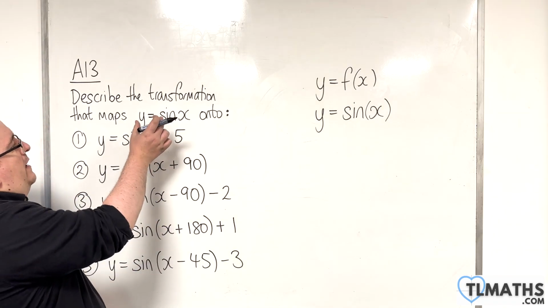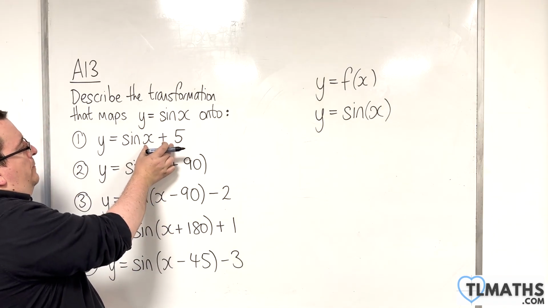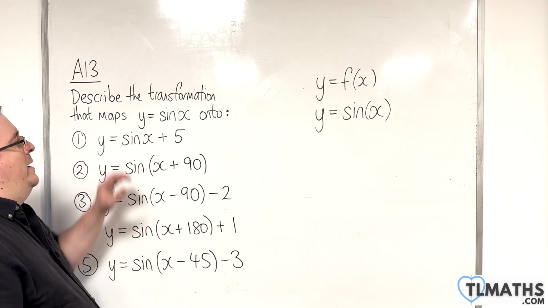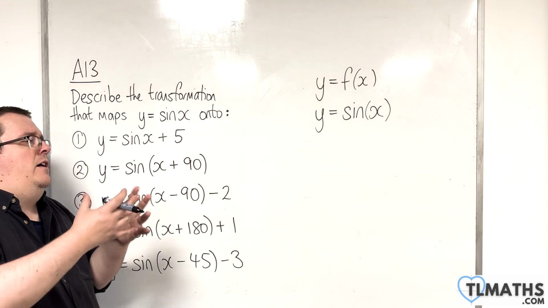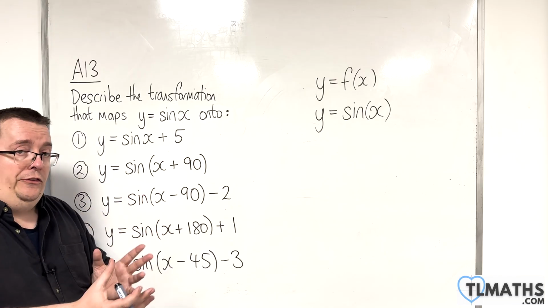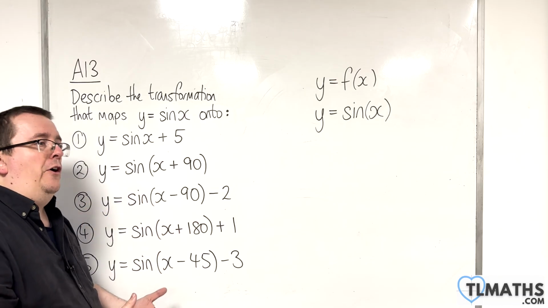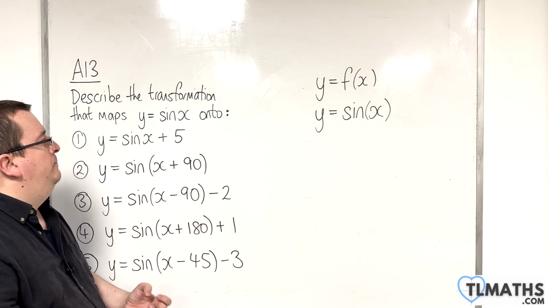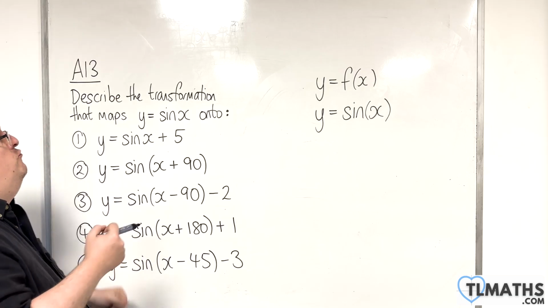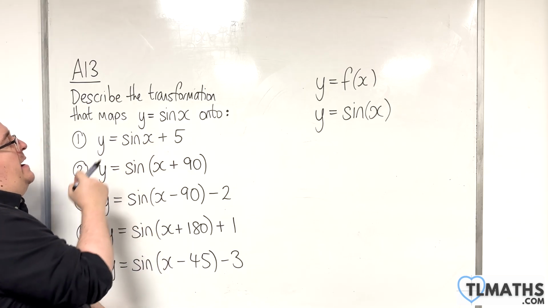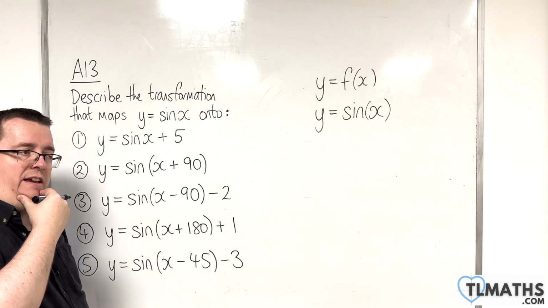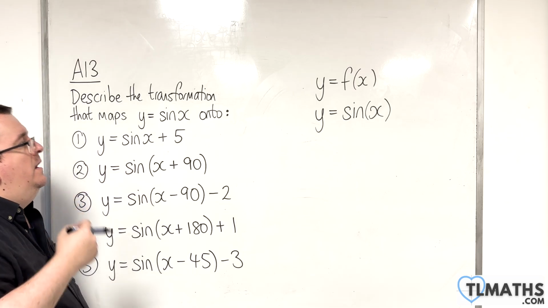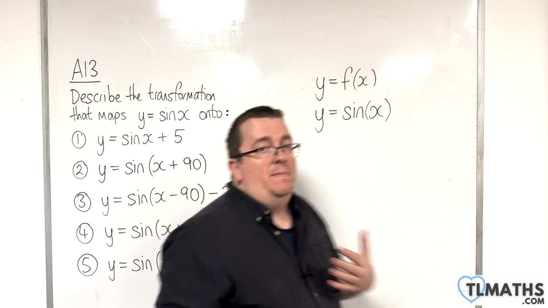So when you see this, for example, let's look at number 1. We have sine of x plus 5. I get asked, is the plus 5 inside the bracket or outside the bracket? If you write this, then what this means is the plus 5 would be outside the bracket, and I would always take it to mean that.